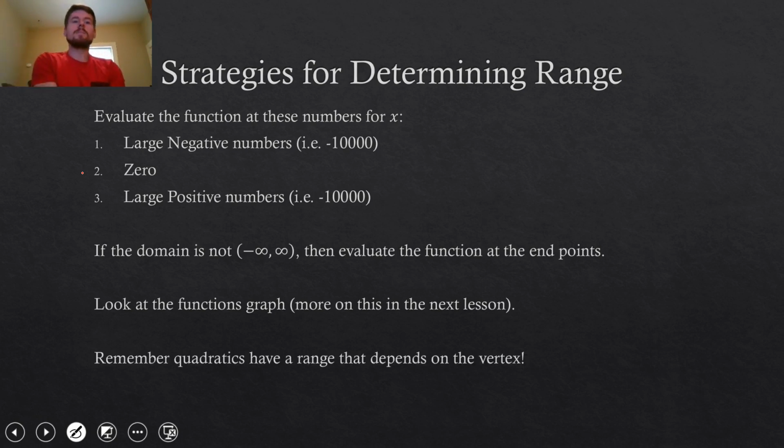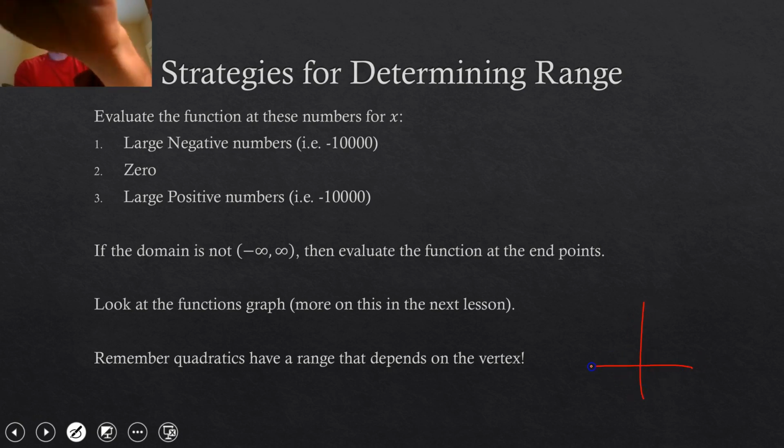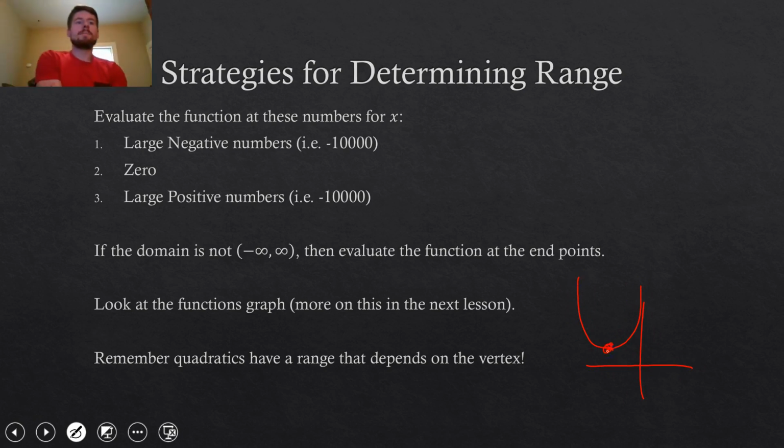And then remember specific things about different kinds of functions. Remember, a function like a quadratic has a range that depends on the vertex. So wherever your vertex is located, you're not going to get answers that are below that number if the parabola is facing up, and you're not going to get answers that are above that number if your parabola is facing downwards. So the min and the max are linked to the range for parabolas.